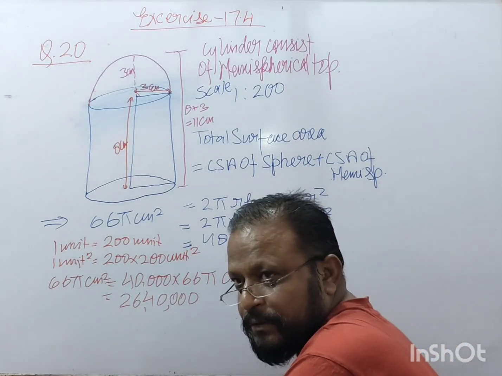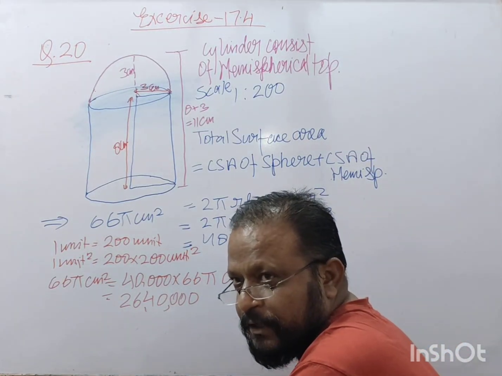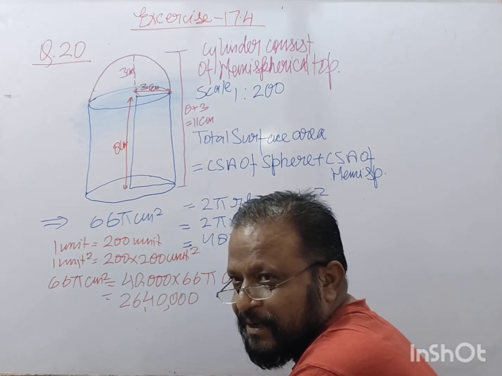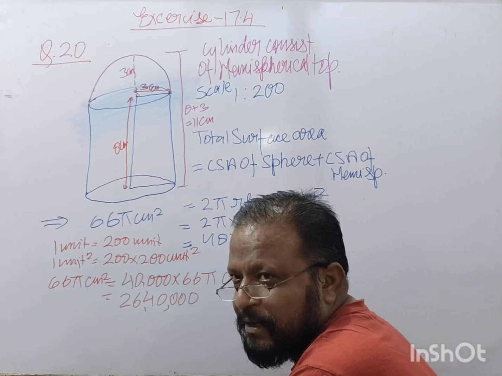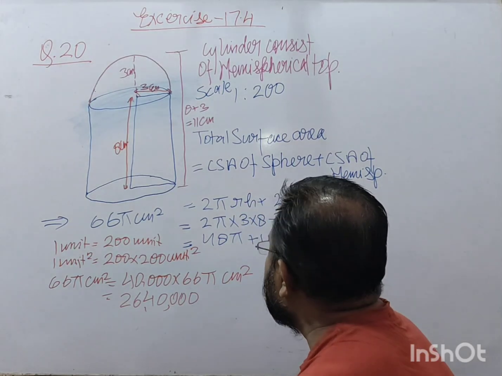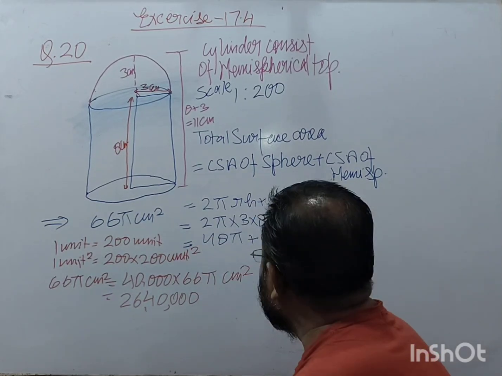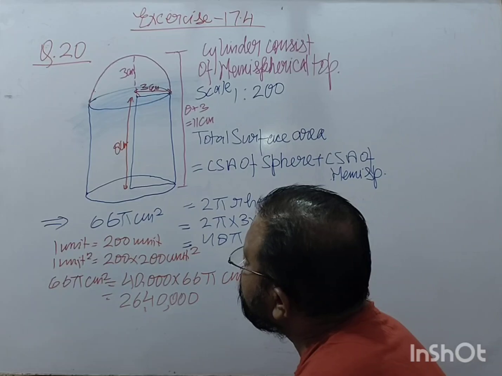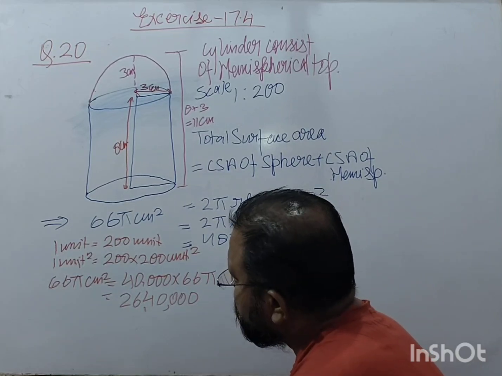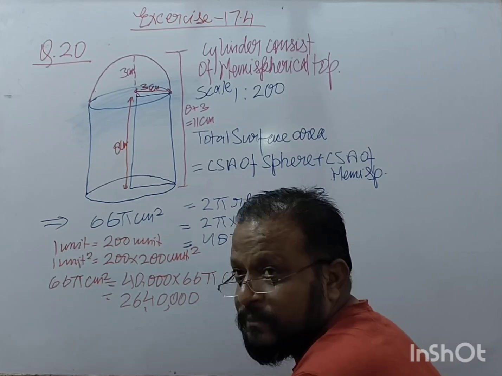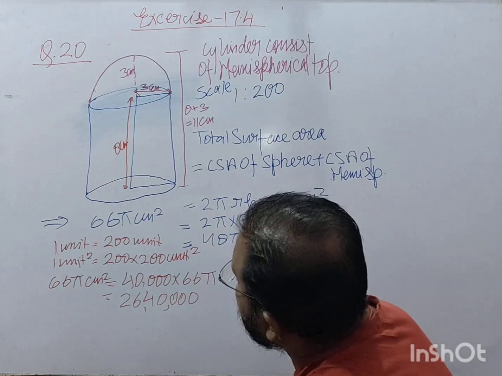How much is it? 26 lakh? 40,000? The CSA that is coming is in pi meter square, so we have to convert it. 66 pi, we have to find it in meter square.